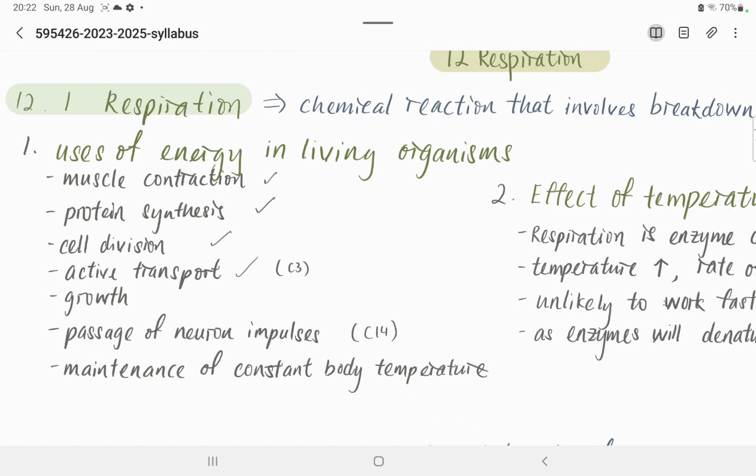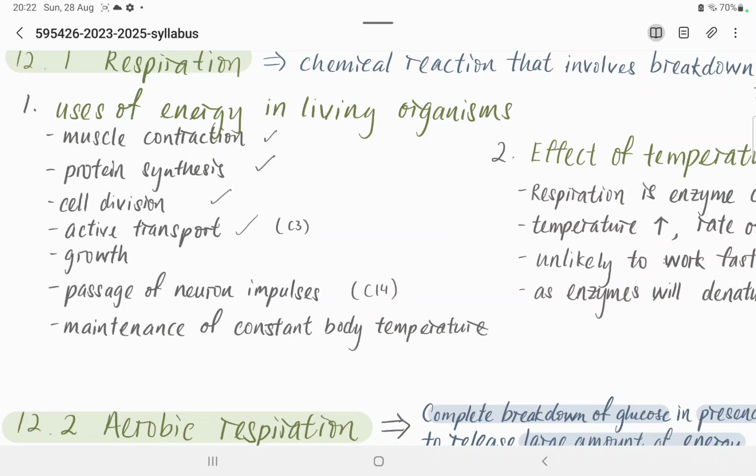But then I think you'll be relearning it in future chapters, if not mistaken. Let me check. I think it should be with the reproduction chapter. And then after that, passage of neuron impulses, this one is chapter 14, coordination and response. And then after that, maintenance of constant body temperature, should be chapter 14 also.